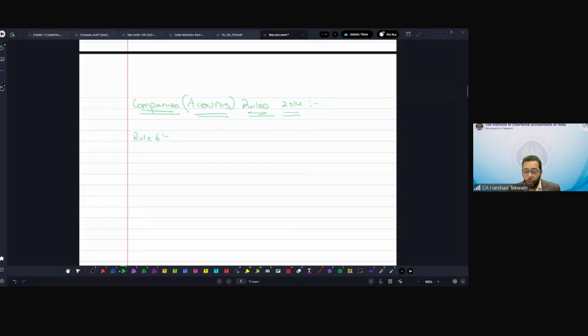So, Rule 6 says the manner of consolidation of accounts. Rule 6 says that the consolidated financial statement of the company shall be prepared as per the provisions of Schedule 3. So, CFS should be as per Schedule 3.